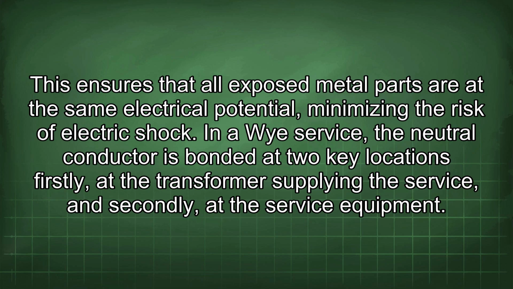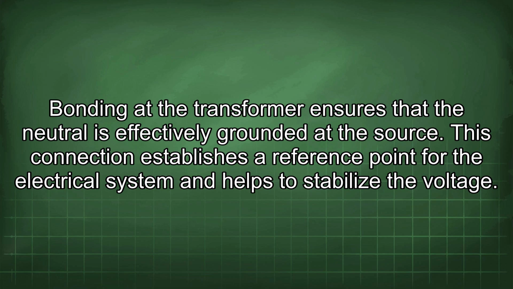In a Y-service, the neutral conductor is bonded at two key locations: firstly, at the transformer supplying the service, and secondly, at the service equipment. Bonding at the transformer ensures that the neutral is effectively grounded at the source. This connection establishes a reference point for the electrical system and helps to stabilize the voltage.